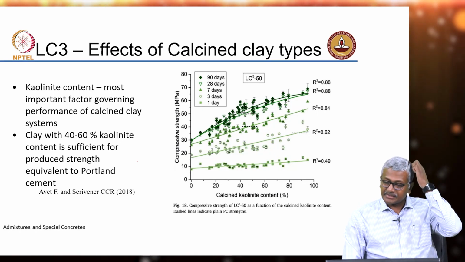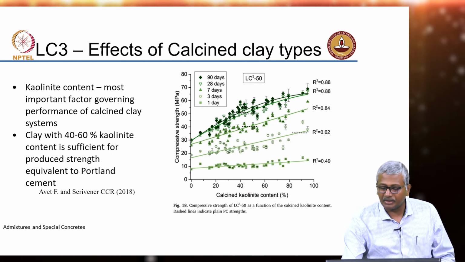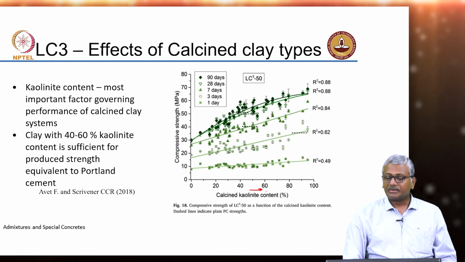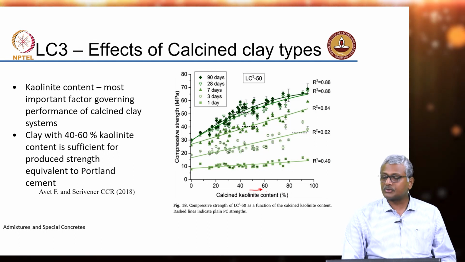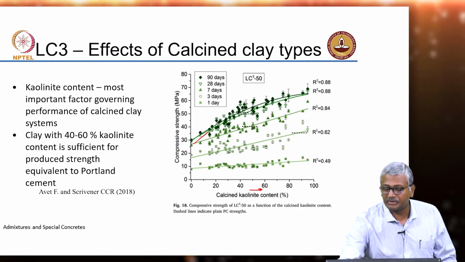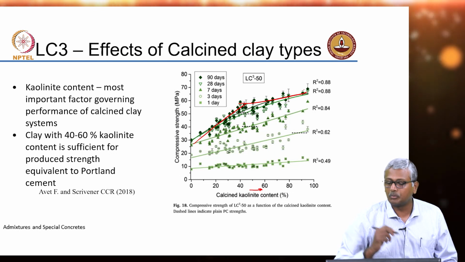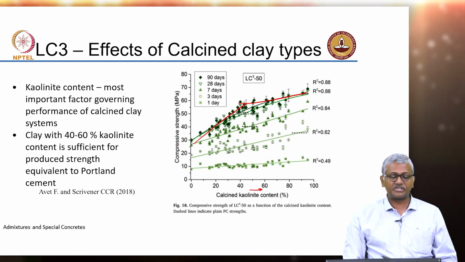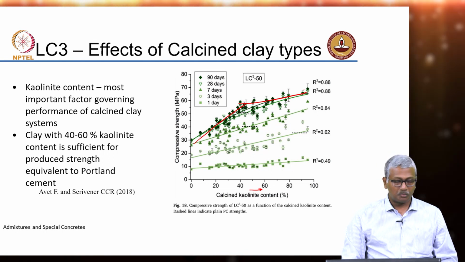So again, as I was saying earlier, when you are going much beyond 60% in calcined kaolinite content, the strength increase that you get is only marginal. You see that the graph starts straightening out like that, right, more or less. So between 40 and 60% is sufficient for a strength equivalent to Portland cement.